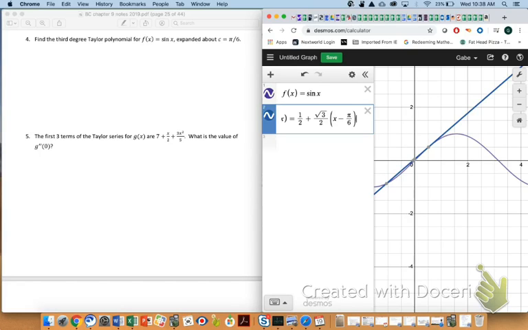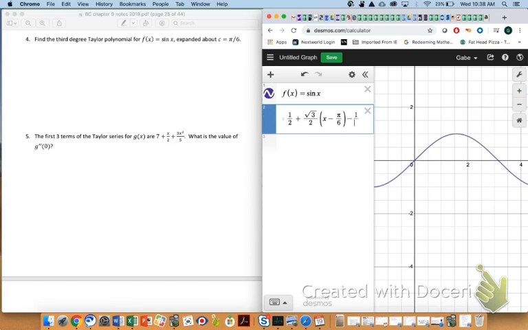I want to build a Taylor polynomial for sine, but I don't want to center it at 0. I want to center it over at pi over 6. So I'm not shifting sine anywhere. Sine is where it is. I'm just changing my centering point from 0, which we did a few minutes ago, to pi over 6. Make sense? Yes. Okay.